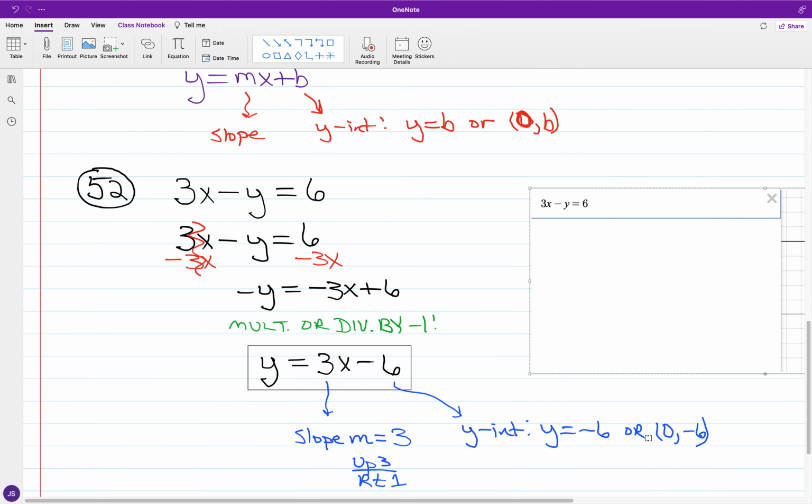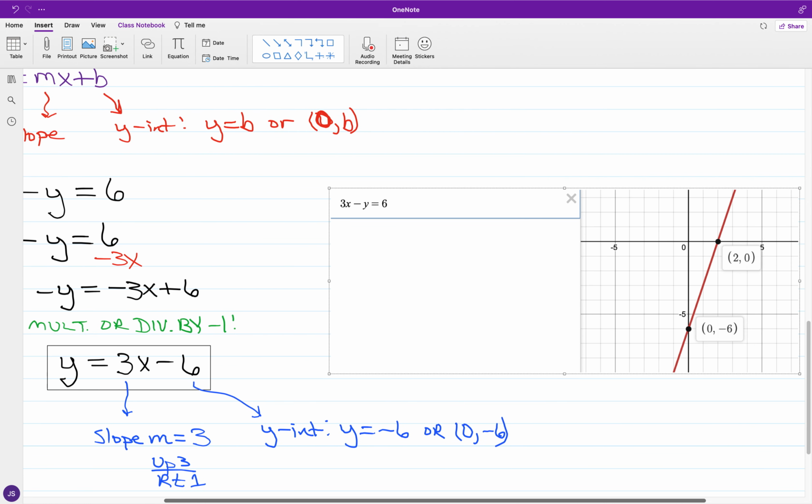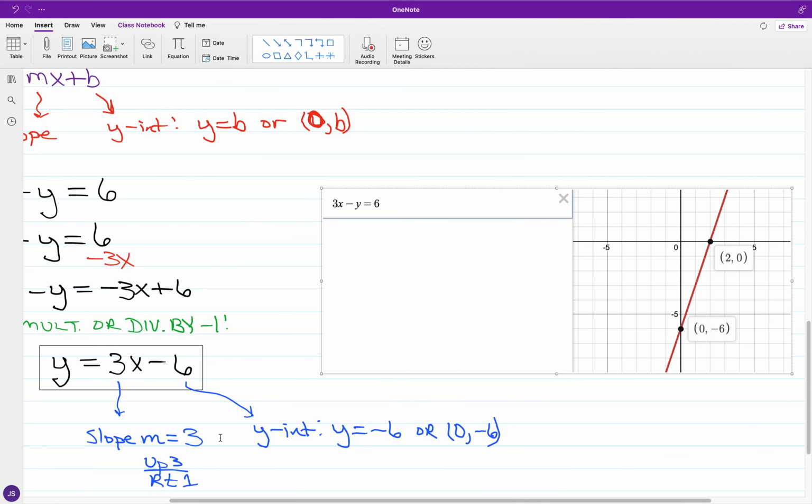Okay, so you have 3x minus y is equal to 6. And so we have in the pattern, a slope of 3, and the y-intercept we have at (0, -6). For the line running horizontally, we have the x-axis, and running vertically, we have the y-axis. And again, the y-intercept is (0, -6).